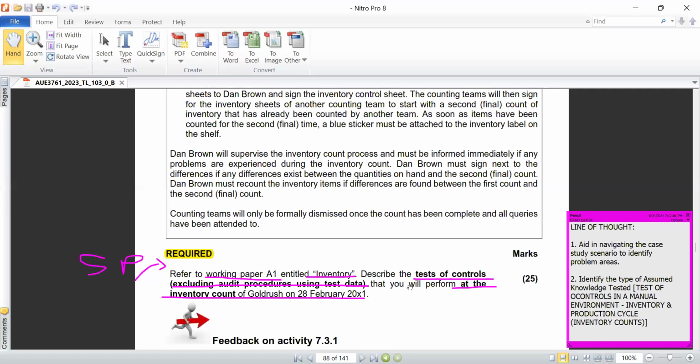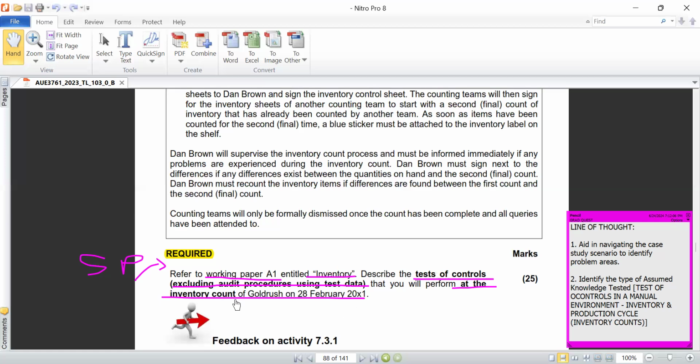In that working paper, they are expecting you to describe the tests of controls, excluding audit procedures using test data, that you will perform at the inventory count of Gold Rush as at 28 February 2021. That's what they want you to do. One of the things I want you to pick up from there is that the tests of controls they are asking for here have nothing to do with a computerized environment.